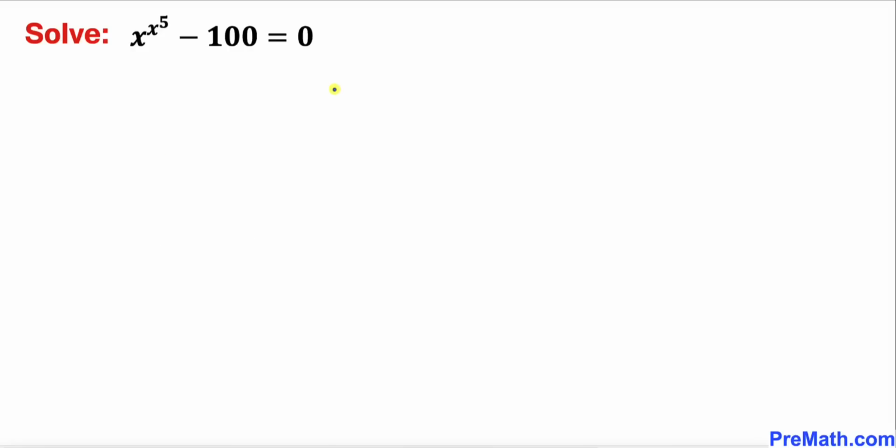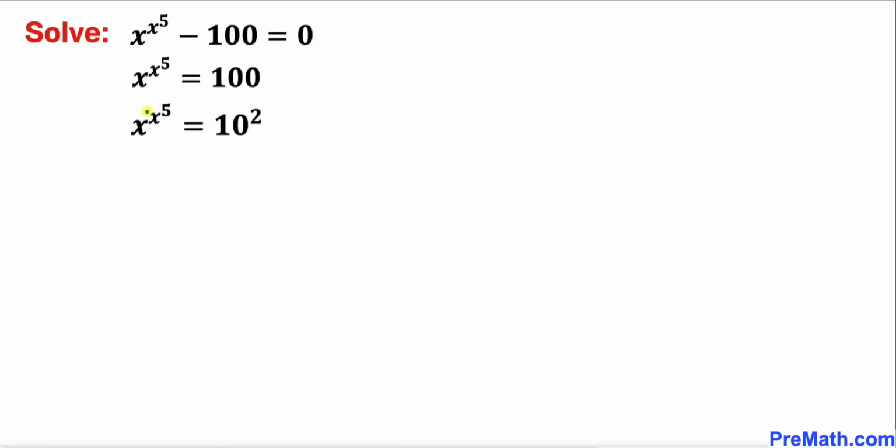So let's go ahead and get started with the solution, and here's the very first thing we are going to do. Let me go ahead and move this negative 100 to the right hand side. And here I have moved this 100 to the right hand side, and now this 100 could be written as 10 power 2, as you can see in this next equation.